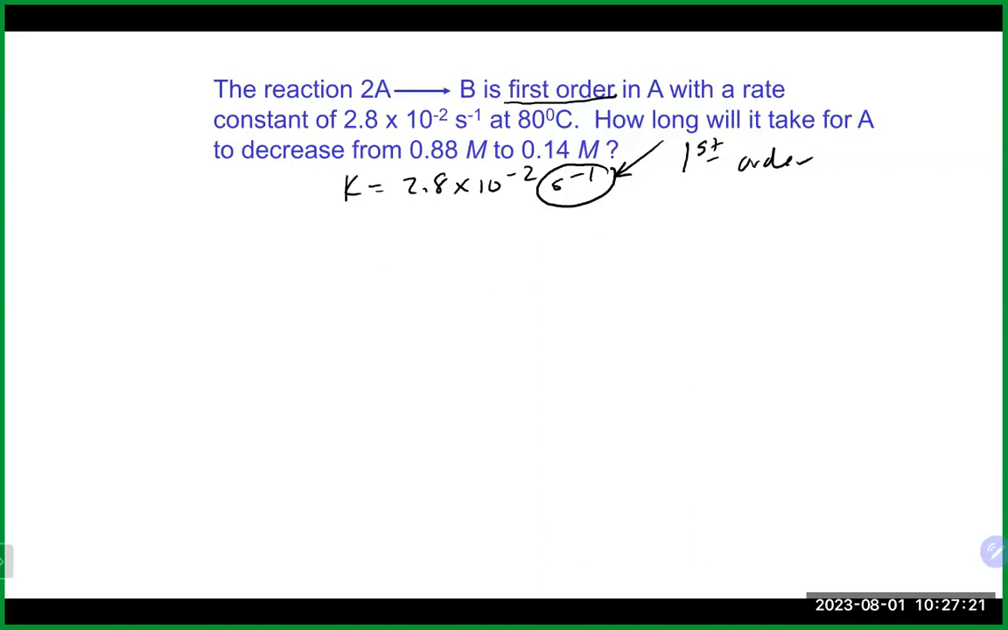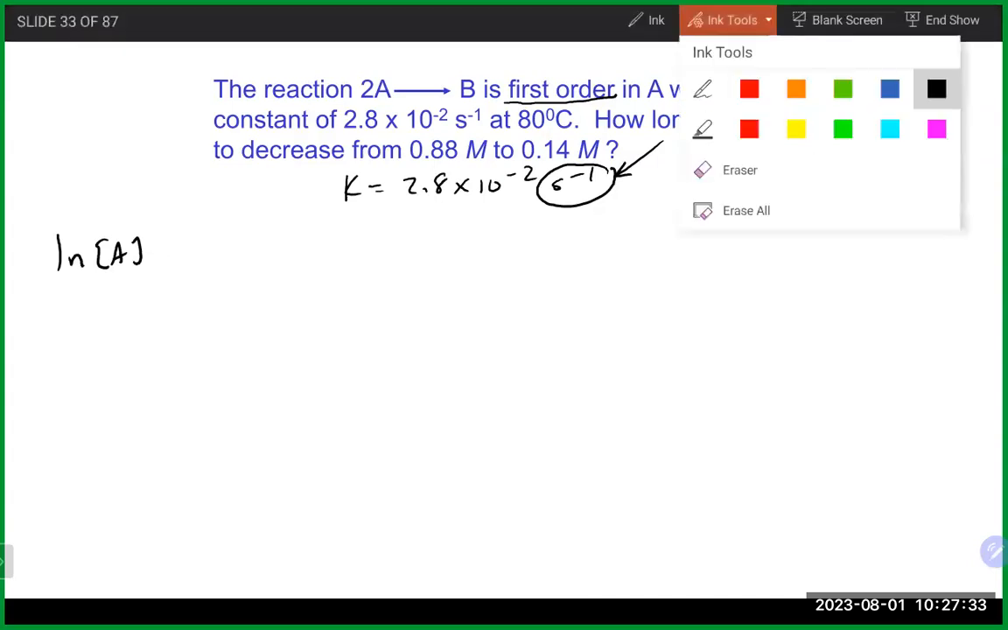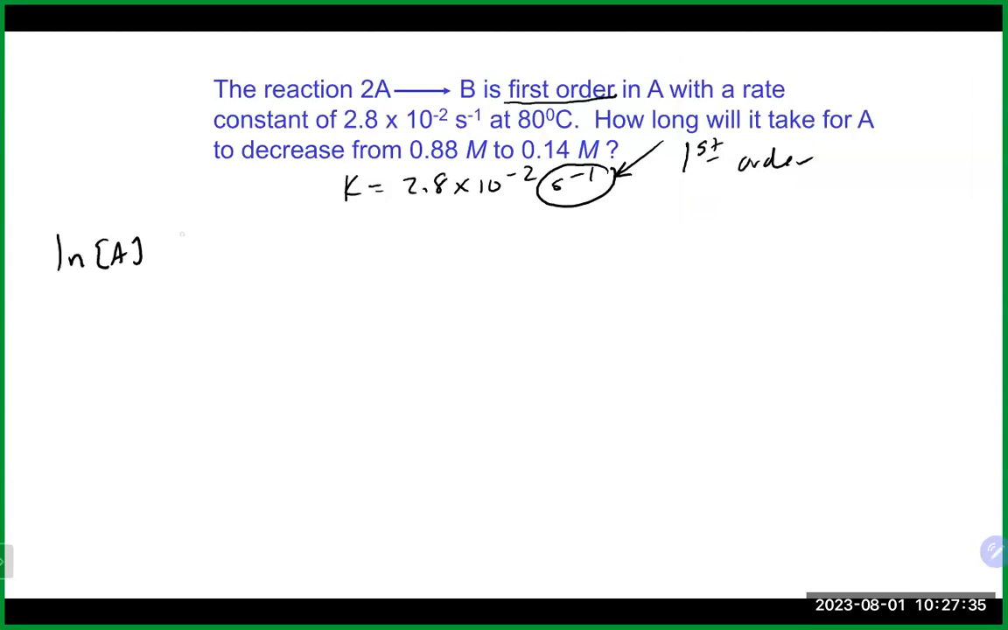So because I do know that it's first order here, that brings into play our first order equation, which is not that, without the zero on that side. I'll just get the eraser. So that's going to be natural log of A equals natural log of A naught minus KT. In this case, we have the initial concentration of A is 0.88. We have our final concentration of A, which is 0.14.